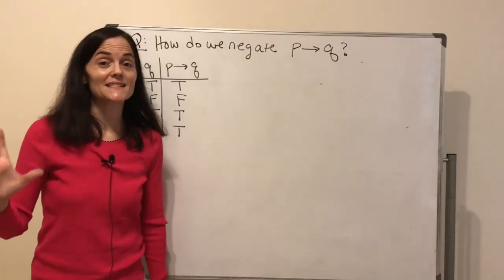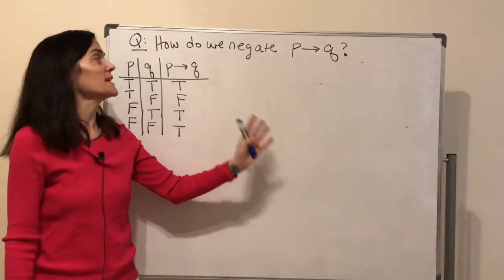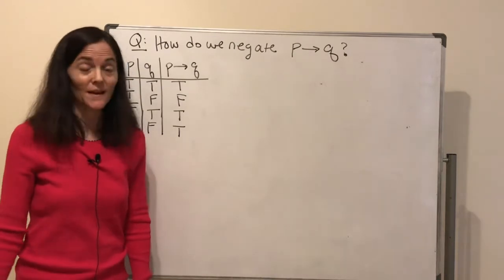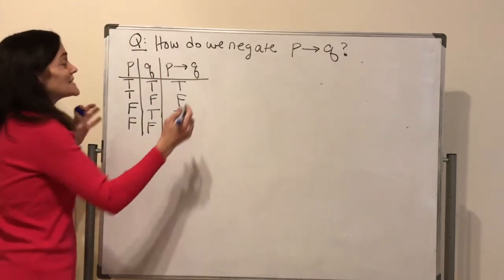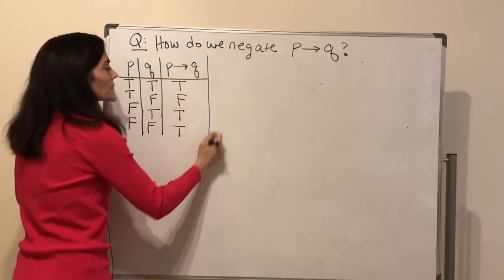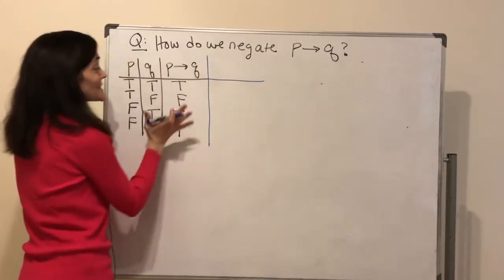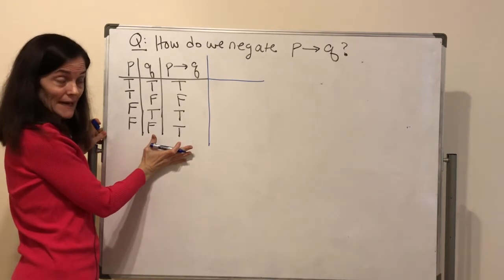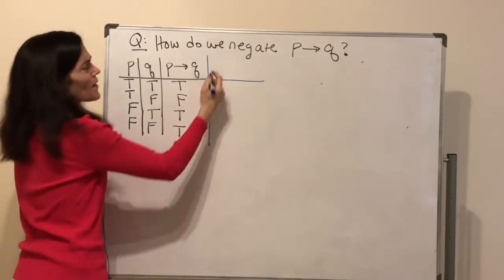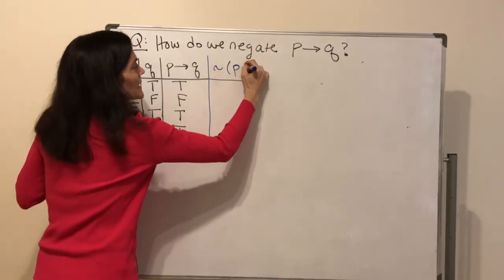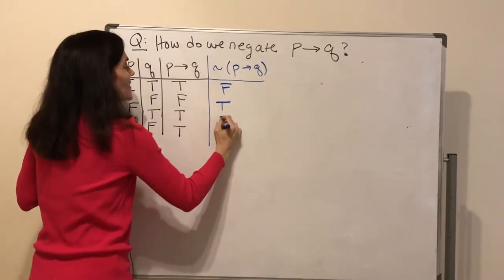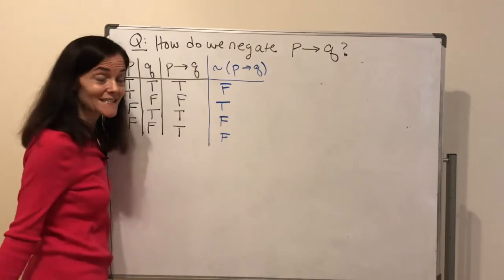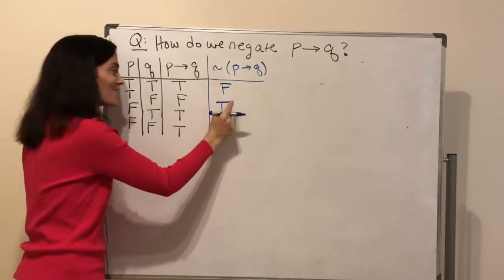My next question is, how do we negate P implies Q? This is something we will actually need to do quite often this semester. Well, here is a truth table, right? And I can just think, well, I would just flip all the signs. So I know what not (P implies Q) must be: F, T, F, F. I just switch all the T's to F's and switch the one F to a T.